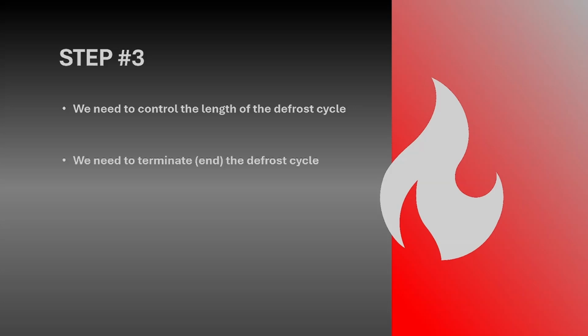So step number 1, we turn off refrigeration. Step number 2, we initiate a defrost. Now, step number 3, we need to control the length of the defrost cycle, and therefore we need to terminate or end it at some point and then resume the refrigeration cycle, because obviously if we stay in defrost forever, our product's going to get warm. We're not going to maintain refrigeration and maintain temperature of what we're trying to cool down.